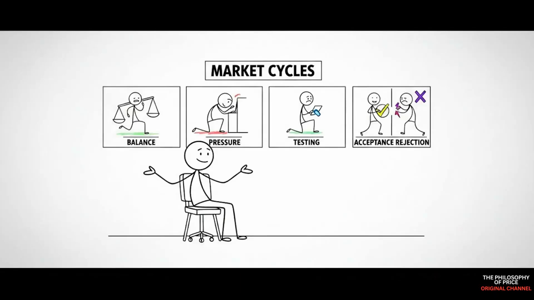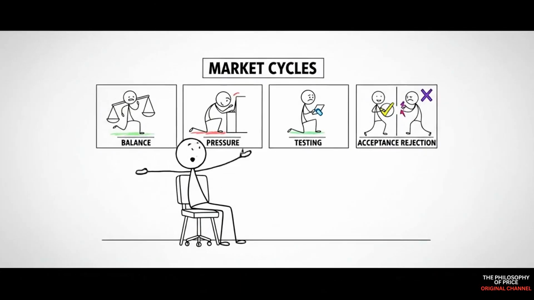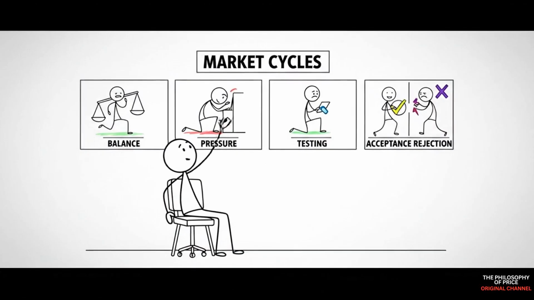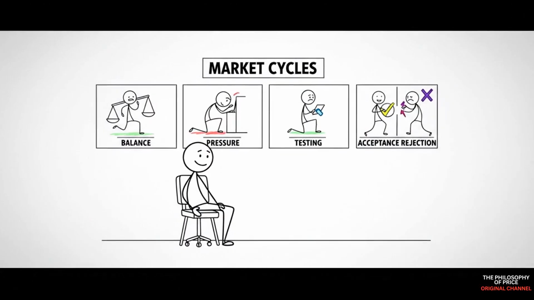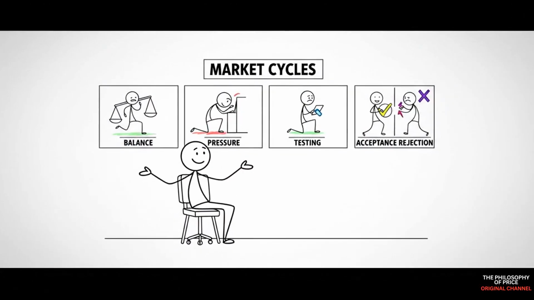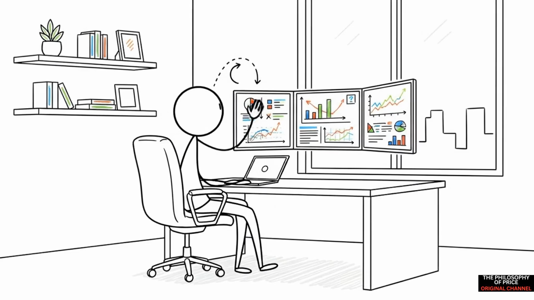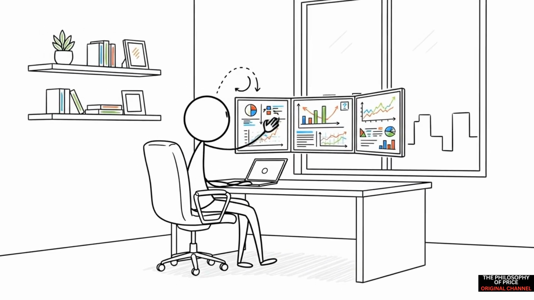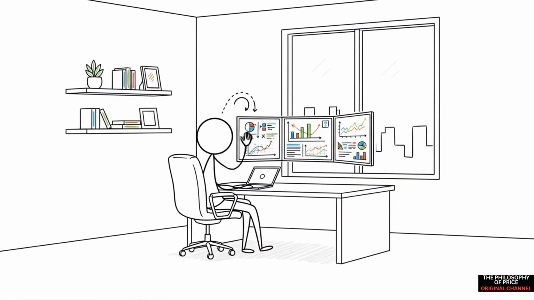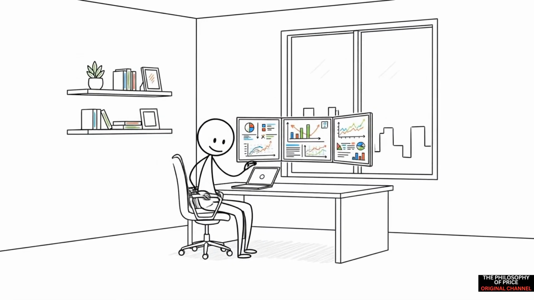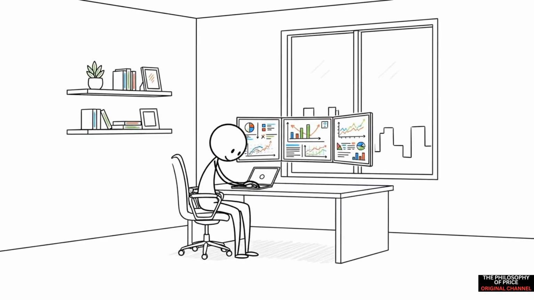Here's the complete mental model that unifies everything. Every market progresses through a consistent cycle of balance, building pressure, testing boundaries, followed by either acceptance or rejection. This leads to expansion, then either exhaustion or continuation, before returning to balance. Every pattern we've discussed today is simply a unique manifestation of this continuous loop.